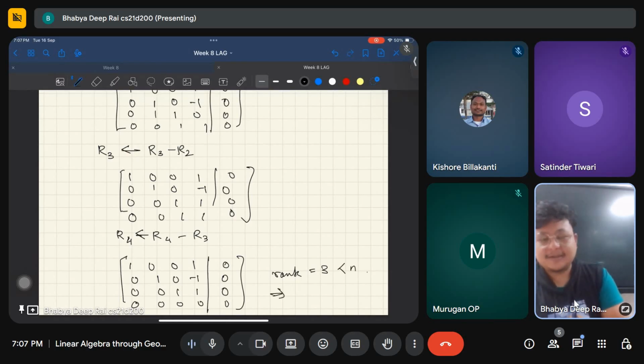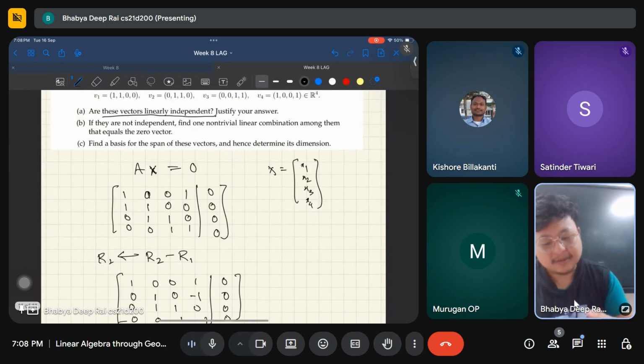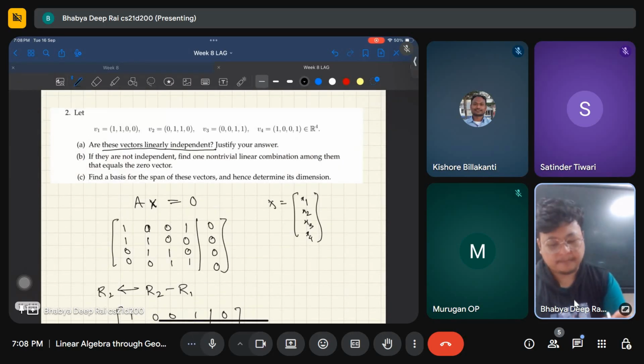Which implies that the set of vectors are not linearly independent. The set of vectors are not linearly independent.